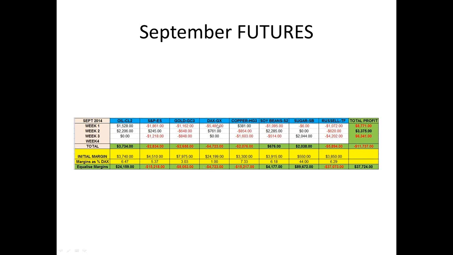to the highest value contract or margin contract, which is the DAX. By doing that equalised margin exercise, in other words putting every single market or contract on an apples for apples basis, it actually produces a profit for the month of $37,724. So once again, that's quite an interesting observation in terms of what that exercise does when you bring the contracts up to be really like for like.